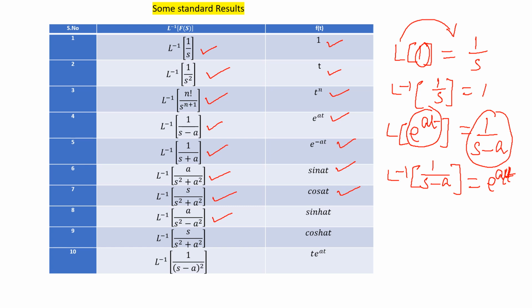L inverse of a by s squared minus a squared is equal to sinh at. L inverse of s by s squared minus a squared is equal to cosh at. L inverse of 1 over s minus a the whole squared is equal to t into e power at. So before going to the problems, I ask you to remember all these standard results. Then only we can do the problems in an easy way. Let us move to the problems.